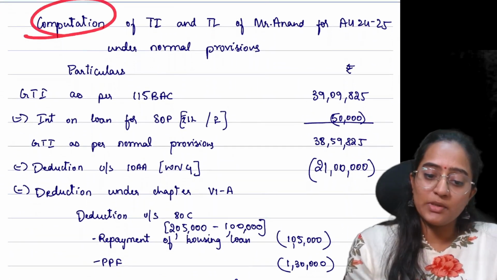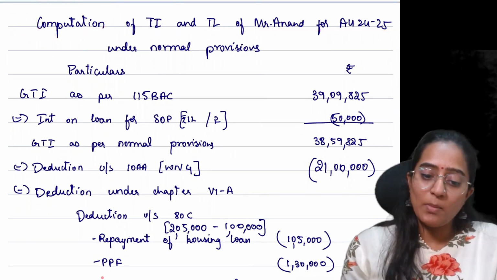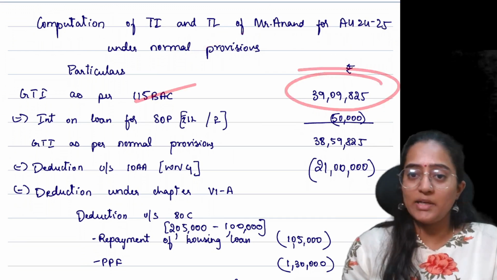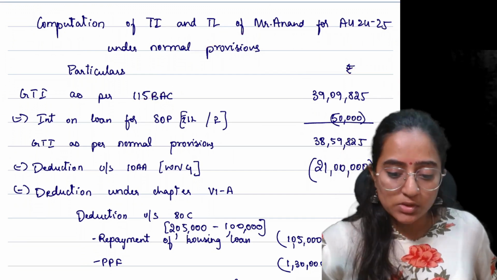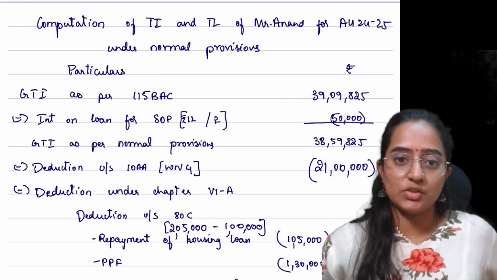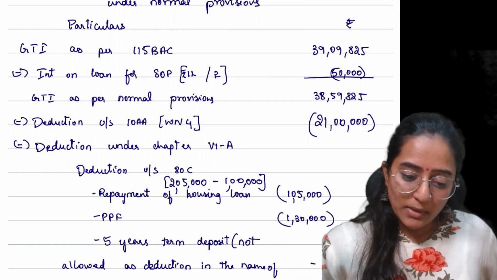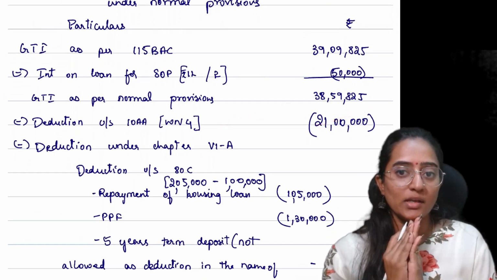Now, with regard to the computation of the total income and the tax liability of Mr. Anand under the normal provisions, GTI as per 115BAC you will take first, and interest on loan, which was supposed to be allowed under the normal provisions, you allow it as your deduction. You will get GTI as per the normal provisions. Then under 10AA, you will get the deduction of 21 lakh. The calculation we have already done; we are not doing it again.